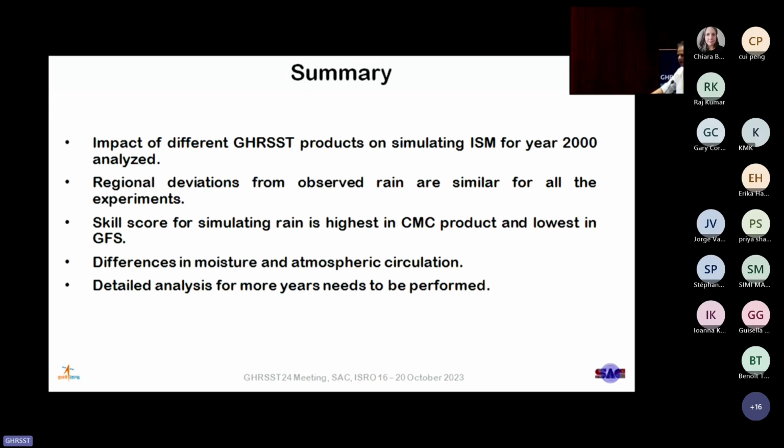To summarize, we have analyzed the impact of different GHRSST products on simulating the Indian summer monsoon for the year 2000. What we see is that the regional deviations from observed rain are similar for all experiments. However, we find that the skill score for simulating rain is highest in the Canadian Meteorological Center product, and it is lowest in the GFS. So one positive aspect is that the satellite derived product gives you the highest skill in the hindcast experiments.